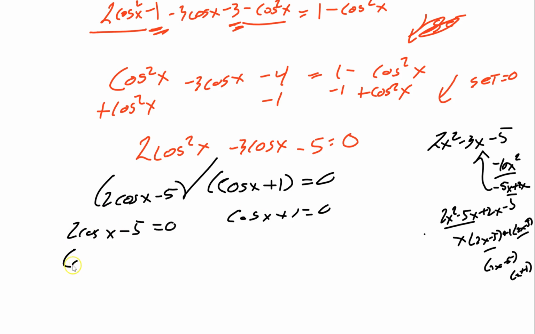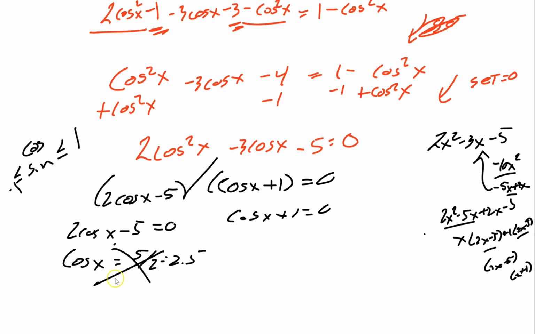Add 5, divided by 2. So you get cosine equals 5 over 2. Now that's like 2.5. And we should know by now that cosine, you can't solve that, it's too big. Cosine and sine, think about their basic graphs. They can only be between 1 and -1. So if you ever get something that's bigger than 1 or less than -1, you can't do it. So no solution here.